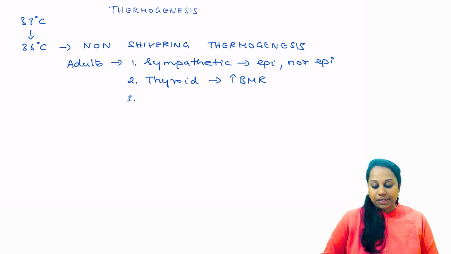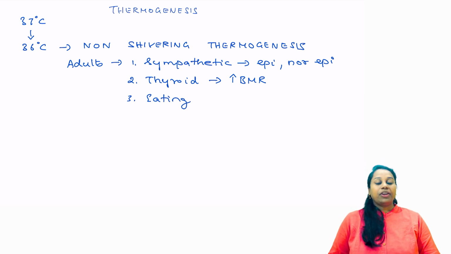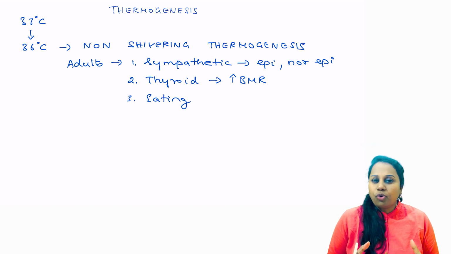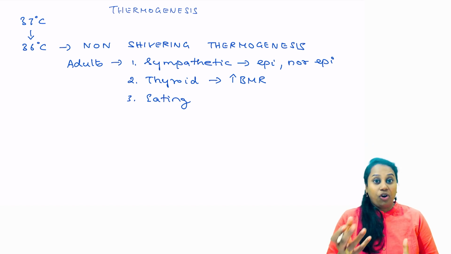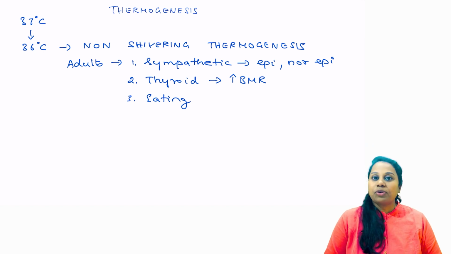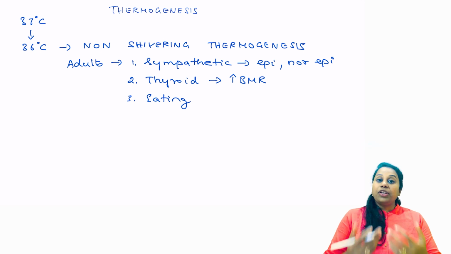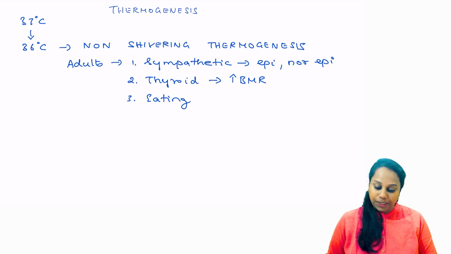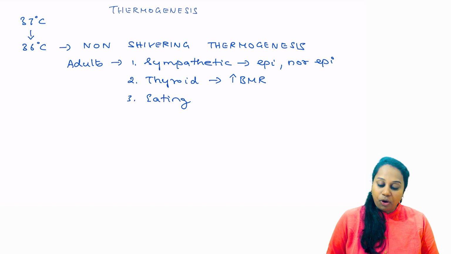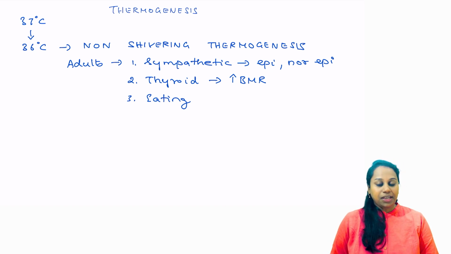The other mechanism is by eating, just by eating. When you eat, for digestive processes, all metabolisms are happening and metabolism in turn produces heat. That is why when you are in a cold room or if it is raining outside, you feel like having a hot vada or bhaji because your body is asking you to eat. When you eat, metabolisms are increasing and therefore you can produce heat. This is the mechanism of non-shivering thermogenesis in adults.